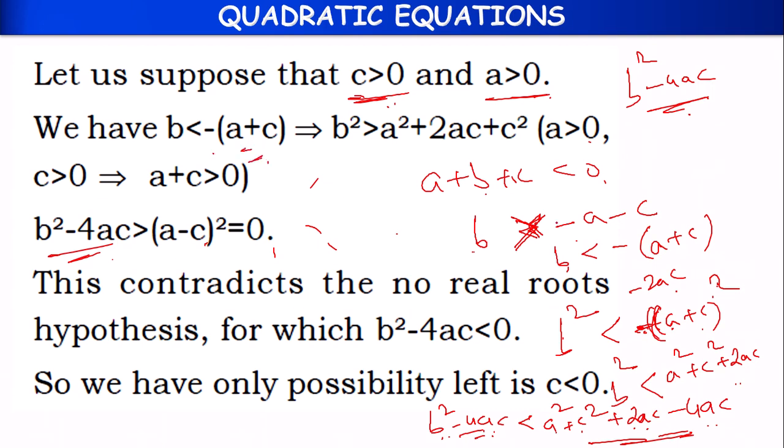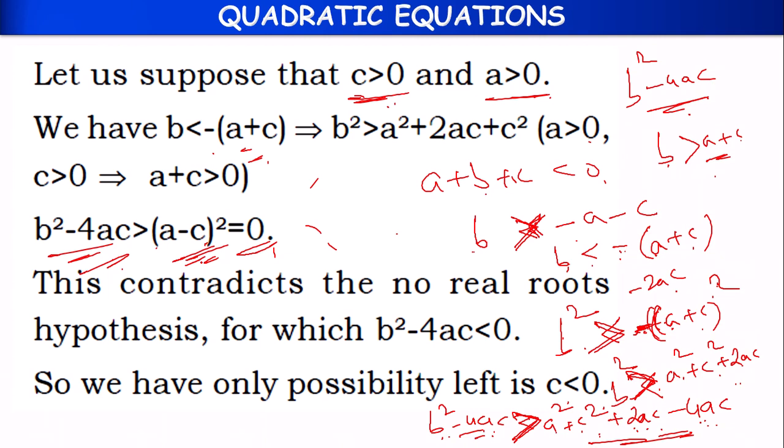When we change the sign, actually here B is less than minus of A plus C, but if we remove the minus symbol, what happens? B is greater than A plus C. Then B square greater than A plus C whole square, B square greater than A square plus C square plus 2AC, B square minus 4AC greater than A square plus C square plus 2AC minus 4AC. So what we will get? B square minus 4AC greater than A minus C whole square.